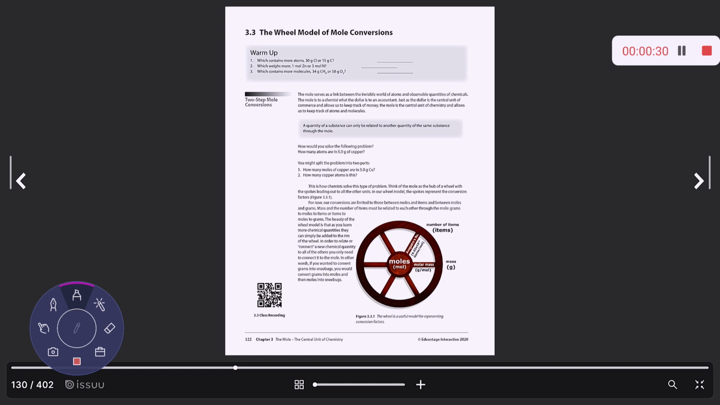This book actually uses the wheel model for mole conversions. For example, if you're given grams of something and you're asked to solve for items of something, and remember that items would be things like ions, molecules, formula units, or atoms, you have to go through the mole. So we convert to moles and then convert moles to the other unit.